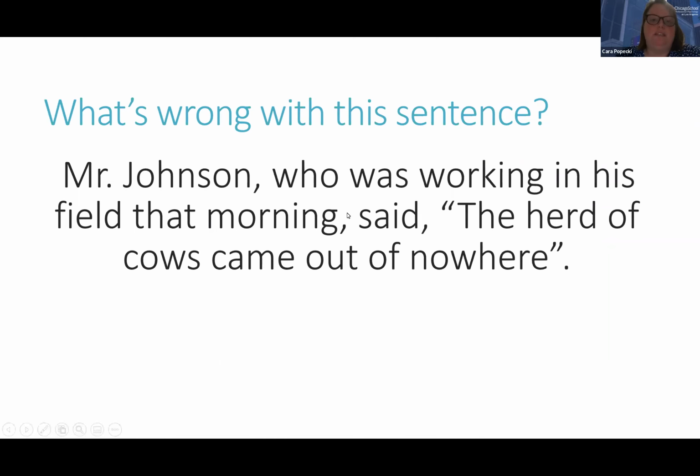So what's wrong with this sentence? Mr. Johnson, who was working in his field that morning, said the herd of cows came out of nowhere. Feel free to put it in the chat. What is wrong with this sentence? It's very subtle. Good. Deborah says the comma is not necessary after the word said.